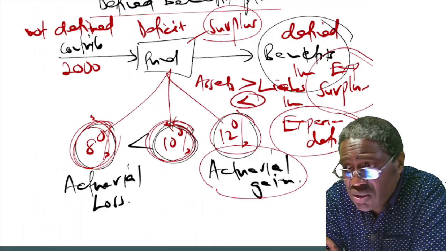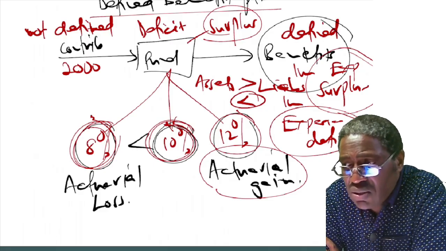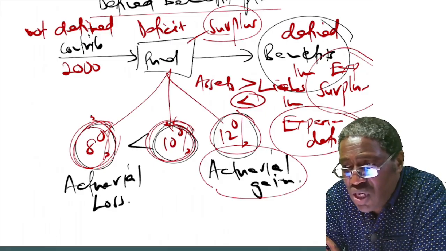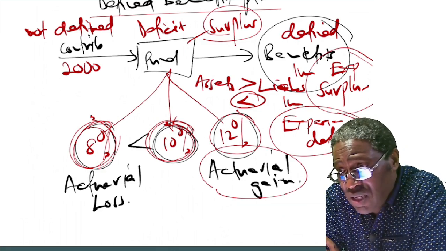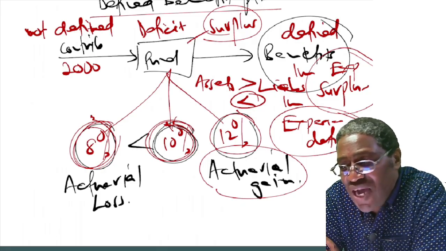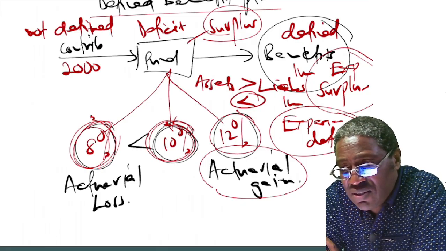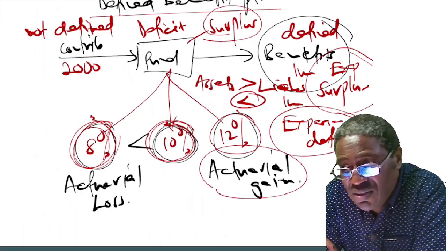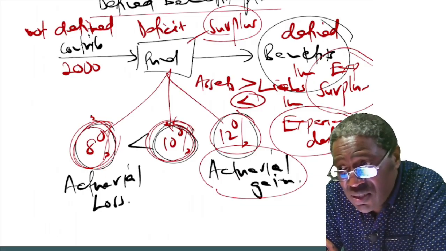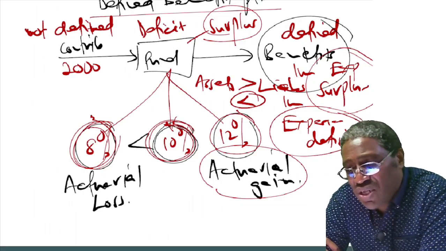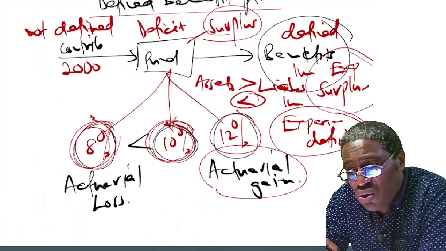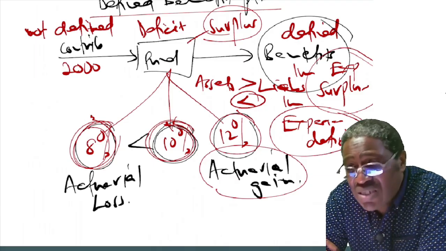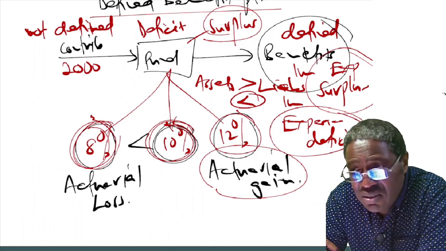Actual losses occur where the actual earnings in the fund are less than the projected earnings.